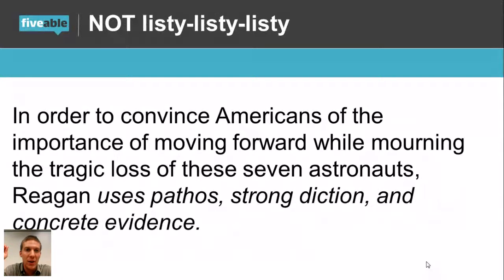Let me just make a couple points here. Here's my great example. Here's a decent example. In order to convince Americans of the importance of moving forward while mourning the tragic loss of these 7 astronauts, then I get listy, listy, listy. Don't get listy, listy, listy. I see this all the time, guys. Every reader sees this for at least half of their essays. Uses X, Y, Z. Pathos, strong diction, and concrete evidence. That is not what we're looking for. We're looking for this. This is thinking. Obviously it's thinking, but it's not high-level thinking.